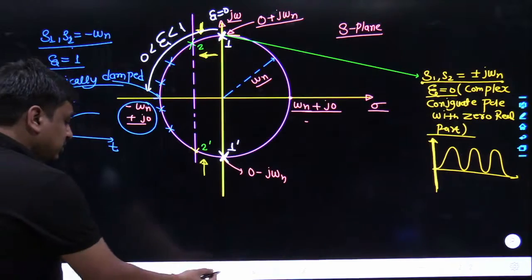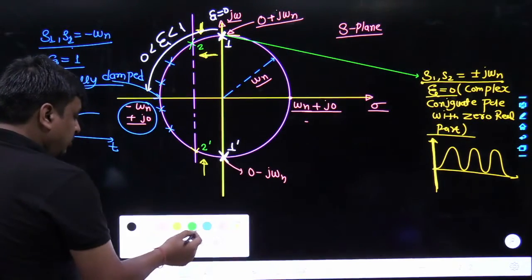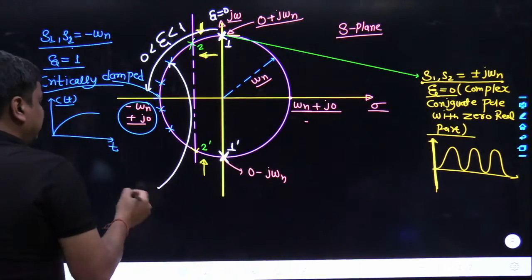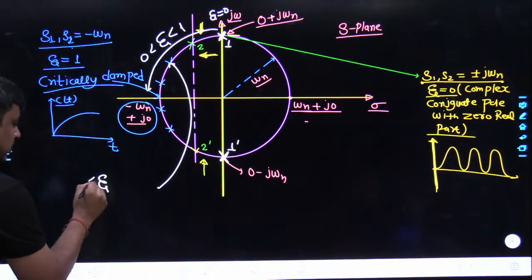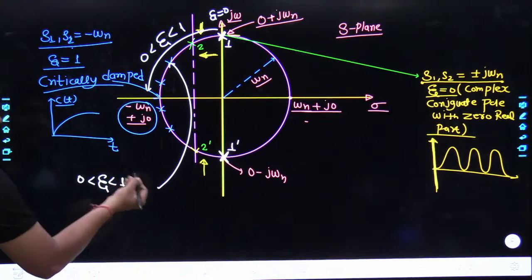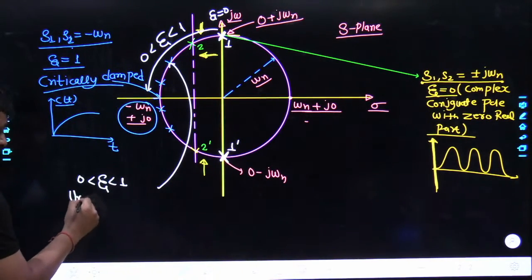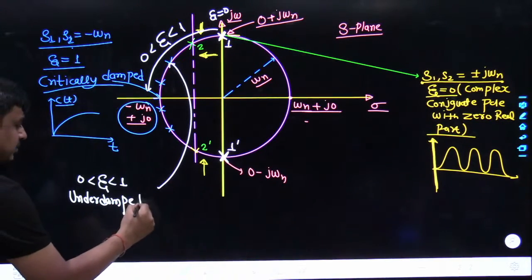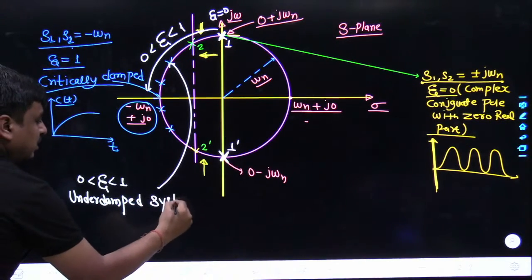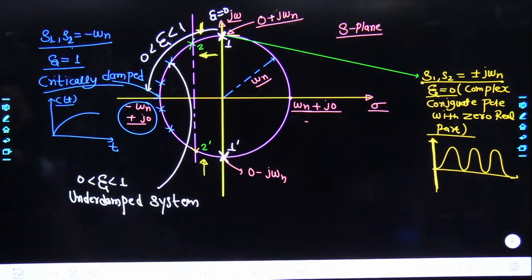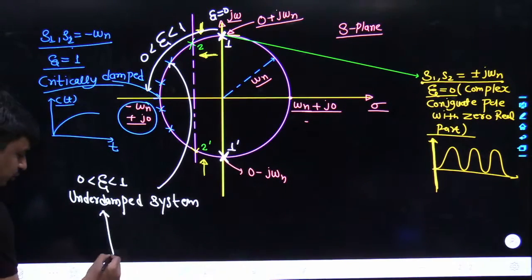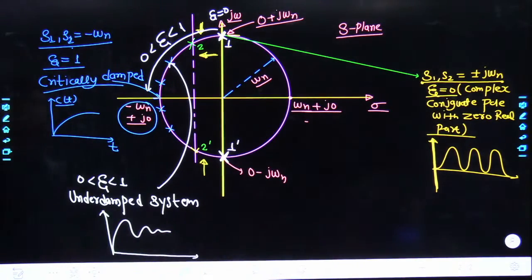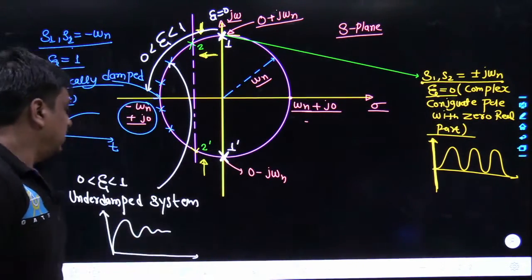And if you take the situation somewhere here, maybe at this point, obviously the value of zeta is in between. Zeta is in between 0 to 1. Which type of system would it be? It would be an underdamped system. May I know how would be the response? The response would be damped oscillatory. That means it would have oscillation, but still it would be damping as the value of t increases. It's a damped oscillatory response.